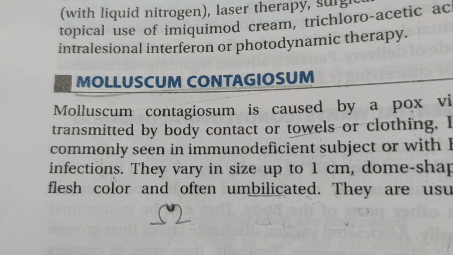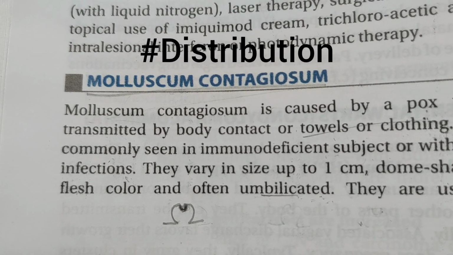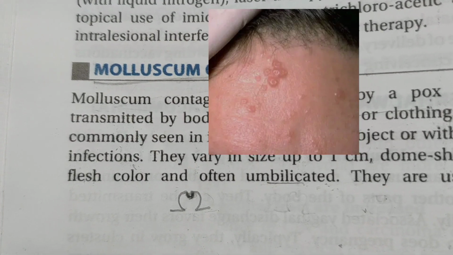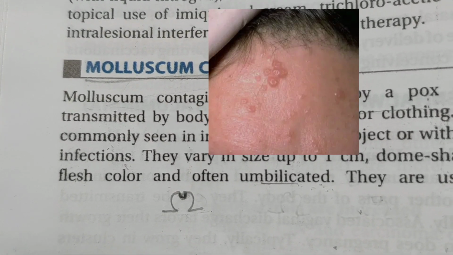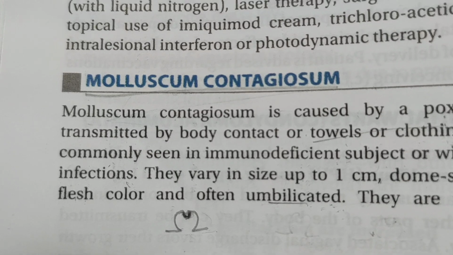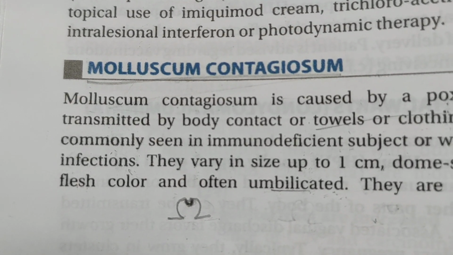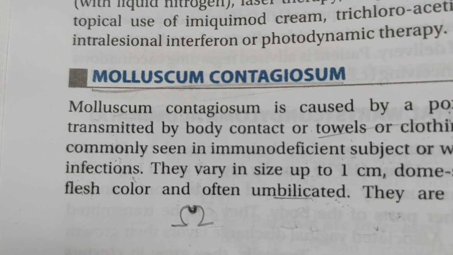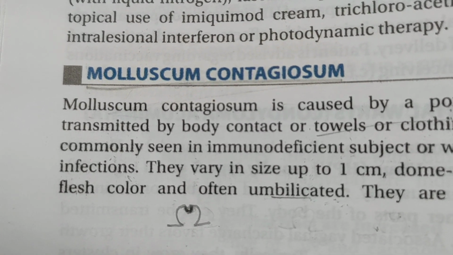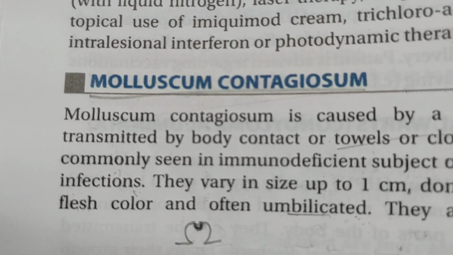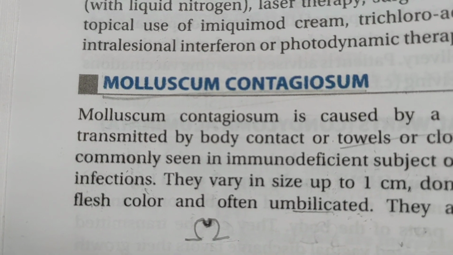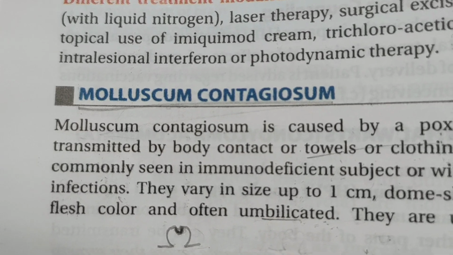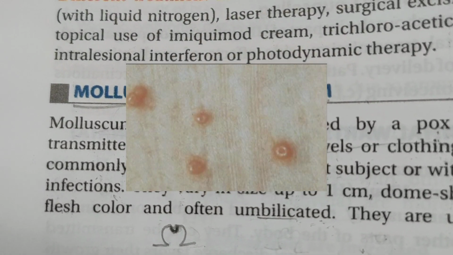Now we will talk about distribution. Molluscum contagiosum can be distributed anywhere on the body except the palms of the hands and soles of the feet. It typically occurs in skin folds like the groin, etc. Pruritus may occur. These papules become itchy. Molluscum contagiosum is dome-shaped papules with a belly button or umbilication. If you take a close look at one of the papules, it has a central indent.